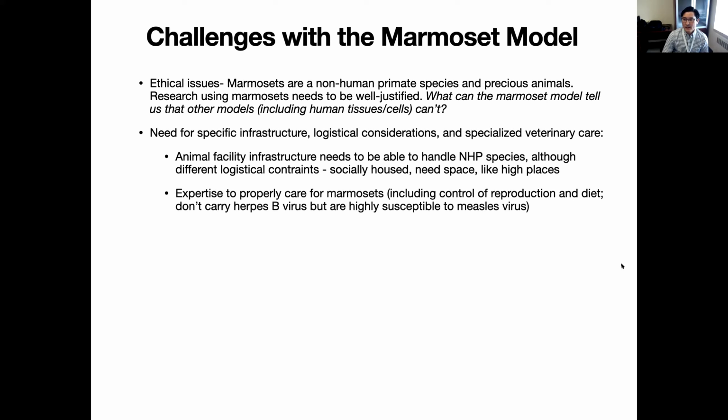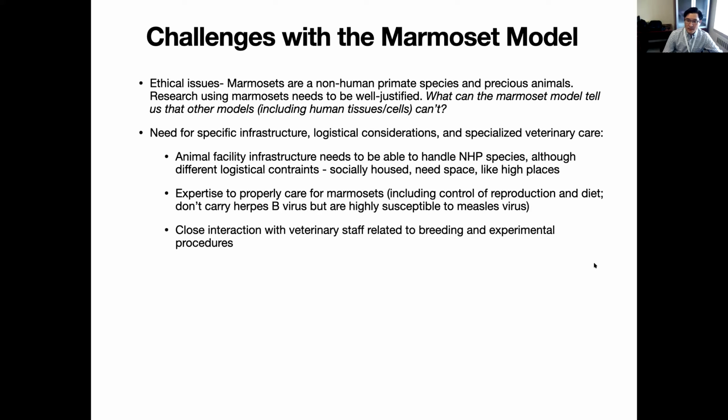Expertise is another thing. Marmosets are not like rodents. You need to handle them like non-human primate species and control their reproduction and their diet. They need a very enriched diet in order to stay healthy. And luckily, marmosets don't carry herpes B virus, which can be fatal for humans, but they are a very susceptible species to disease, in particular the measles virus. So they really need close interaction with veterinary staff to maintain marmosets and to use them for experimental purposes.